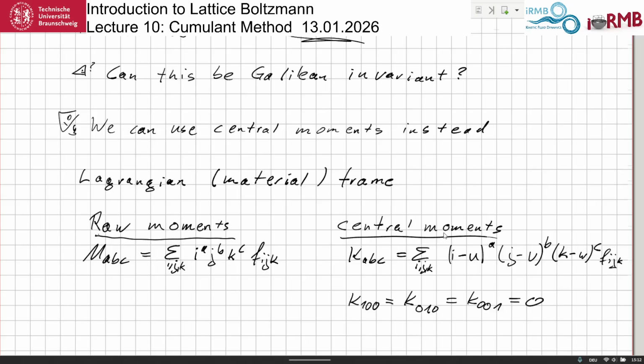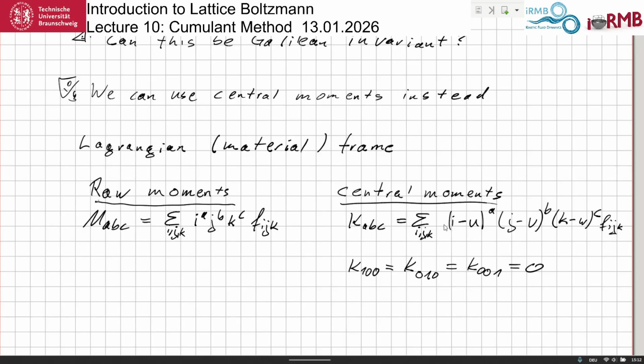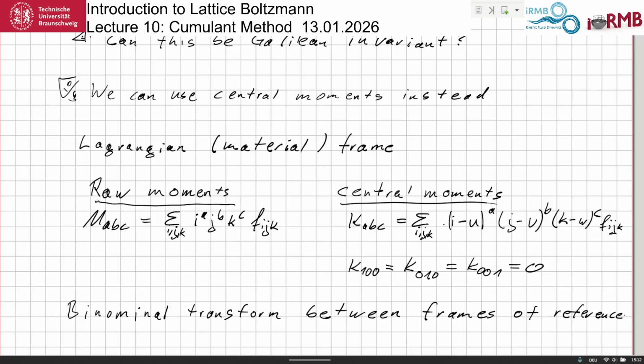So there is a way to translate between the raw moments and the central moments, or moments in a different frame of reference. This is the binomial transform between frames of reference. So this looks like this.